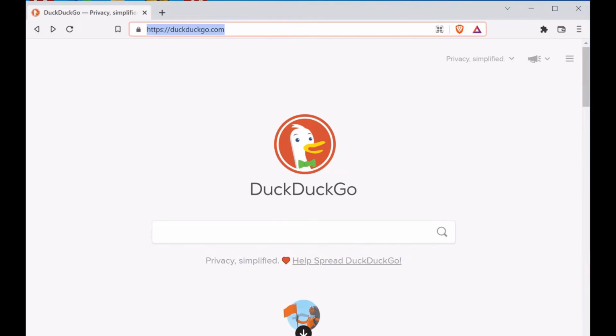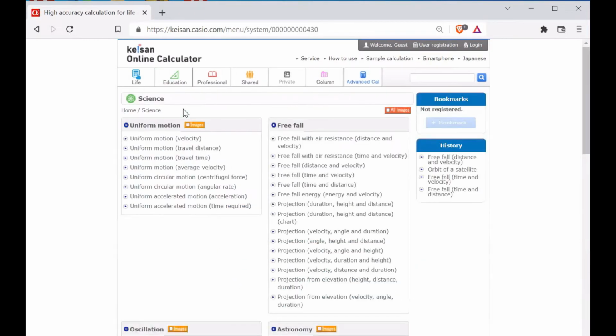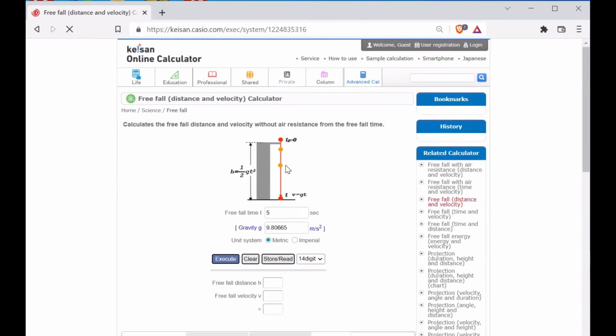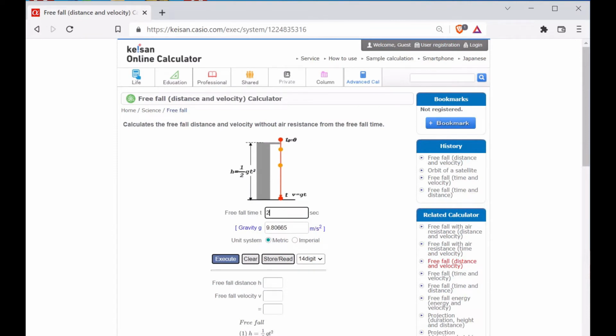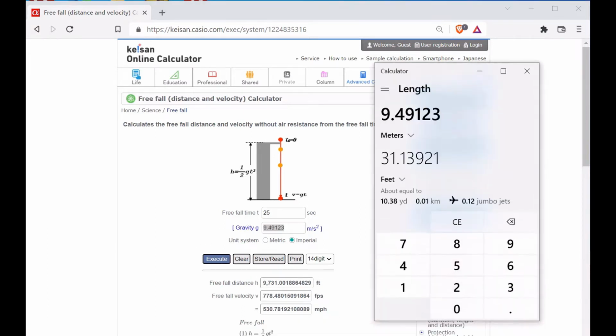We'll go to the Keisan online calculator. From Education, click Science. We'll choose Free Fall Distance and Velocity. Input 25 seconds. We see the object would normally fall 10,054 feet if the capsule was dropped near the surface of the Earth. When we adjust the gravity to 9.49123, it now matches 9,731 feet. That means objects fall at only 31 feet per second squared at that altitude.